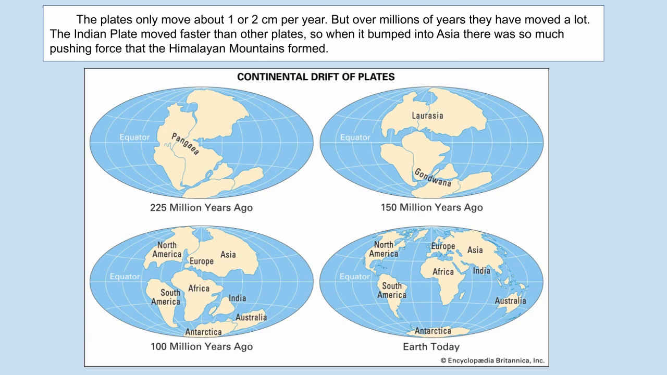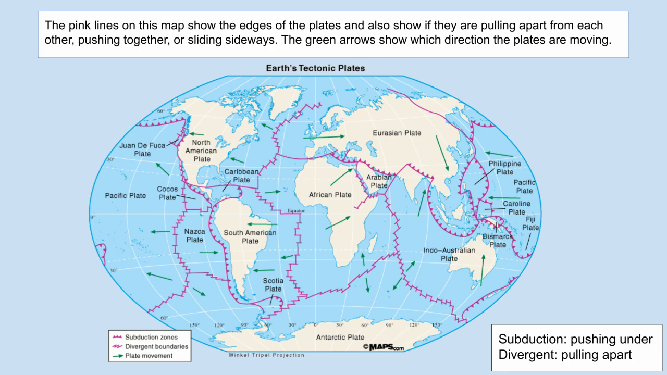The Indian plate moved faster than the other plates, so when it bumped into Asia, there was so much pushing force that the Himalayan mountains formed. These maps show where the continents used to be millions of years ago. The pink lines on this map show the edges of the plates and also show if they are pulling apart from each other, pushing together, or sliding sideways. The green arrows show which direction the plates are moving.